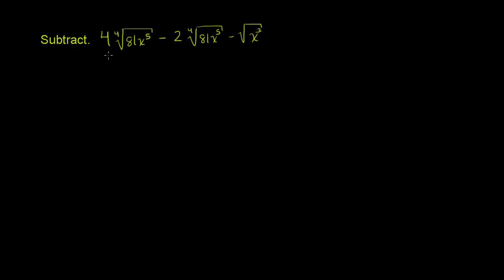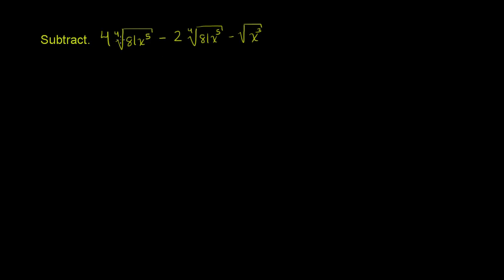We're asked to subtract all of this craziness over here. And it looks daunting, but if we really just focus, it actually should be pretty straightforward to subtract and simplify this thing. Because right from the get-go, I have 4 times the 4th root of 81x to the 5th. And from that, I want to subtract 2 times the 4th root of 81x to the 5th.